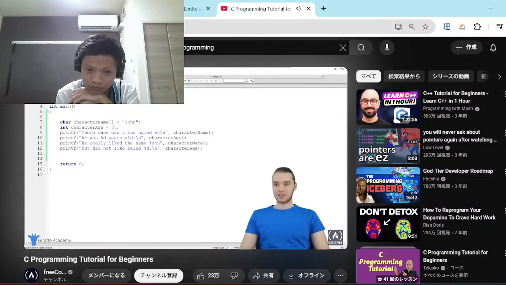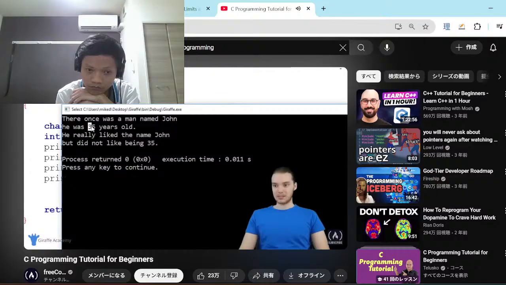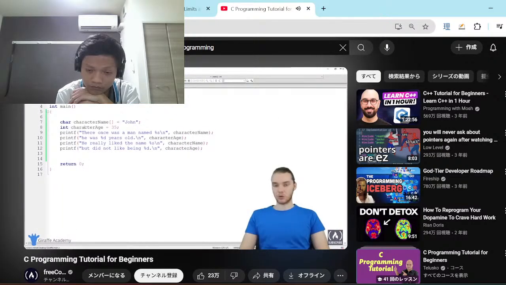Let's go ahead and run our program, and now you'll see it's going to look exactly the same as it did before. It's the same story, the same name, and the same age, except I didn't have to actually type out the character's age and the character's name inside the story. I just referred to the variable.